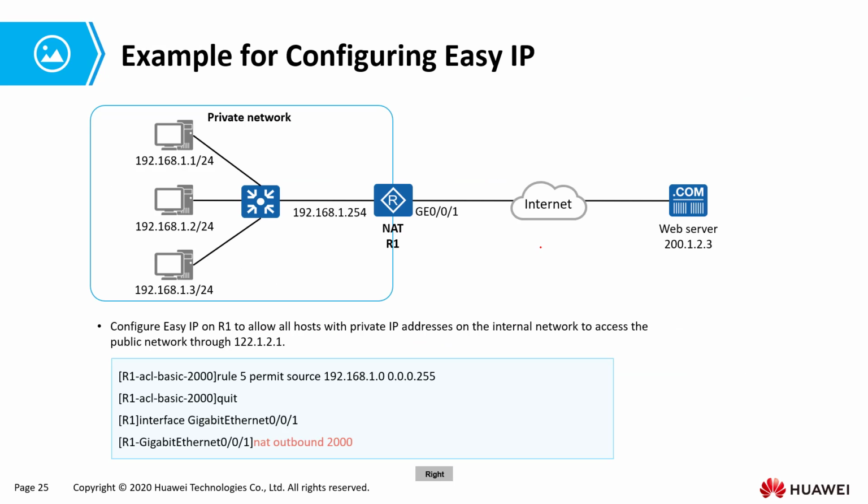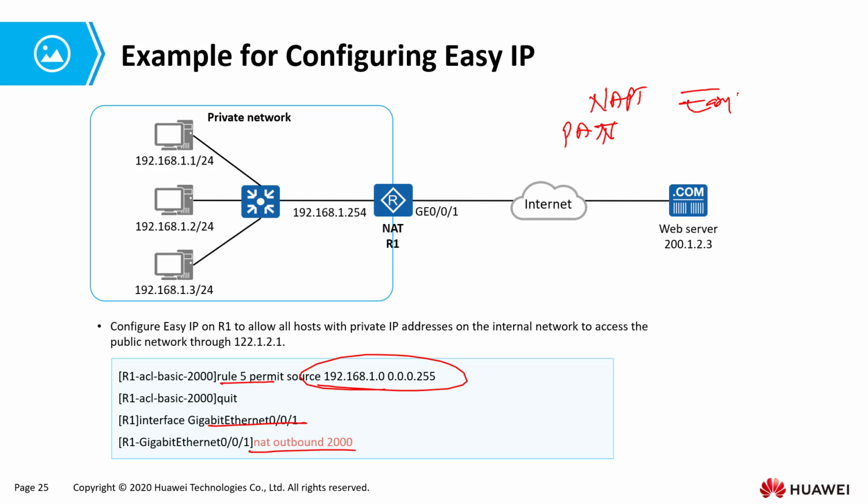This is an example configuration, and as I mentioned, all you need is an ACL to identify interesting traffic for which IP addresses you need to translate, and then go to an interface and say NAT outbound 2000. You don't need to define an address pool. And that, ladies and gentlemen, is network address and port translation, NAPT. This is also called PAT, and EasyIP, which is a special implementation of that. I hope this has been informative for you, and thank you for viewing.